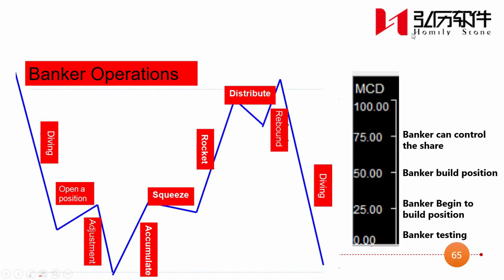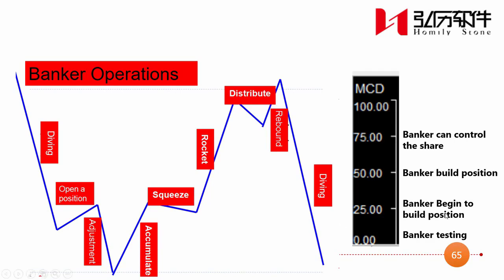For this indicator, we see the numbers 25%, 50%, 75%. We mainly look at the red bar, as this indicator helps us follow the big fish. If the red bar is below 25, it means the banker, the big fish, is just testing, did not build a position yet. Not building a position means it cannot rise. If the red bar can reach 25, it means the banker has built a position already. After that, we have a chance.